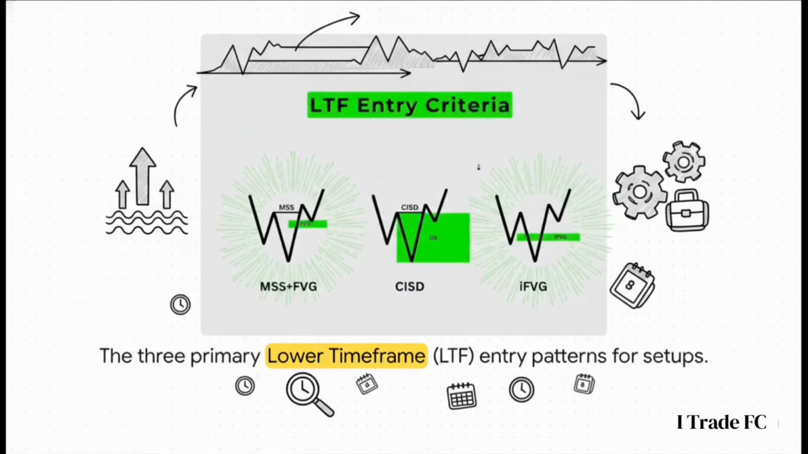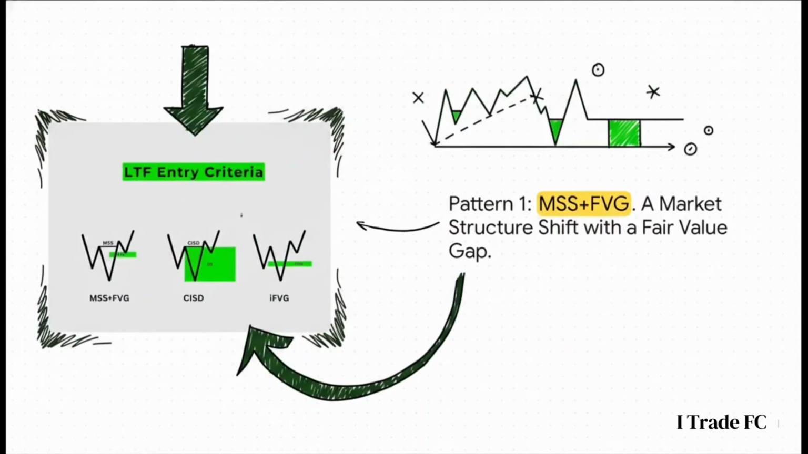Let's start with that first one. First up, we've got the MSS plus FVG. Now, what does that even mean? Well, the market structure shift, or MSS, is your first clue. It's when price breaks a recent little swing high or low, hinting that the trend might be changing. Then, that move is confirmed by a fair value gap, which is just an imbalance left behind by a really fast, aggressive move. The two together are like a 1-2 punch that signals a big potential reversal.